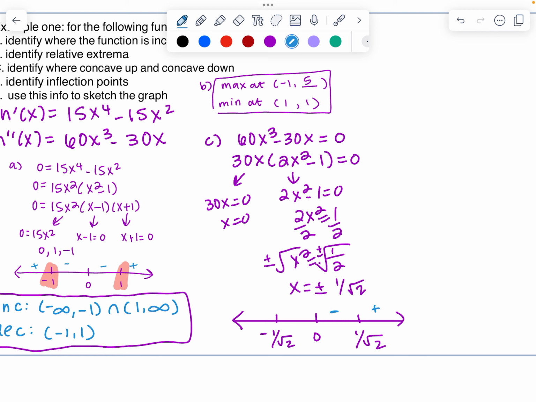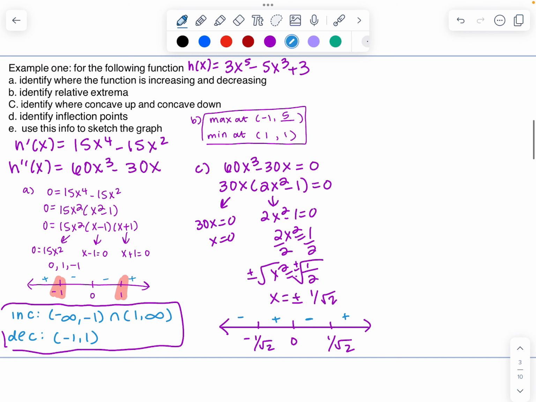This would end up being a positive, because if I plugged in, say, a negative half, this would be a negative. But this would still be negative, because this is always going to pop out a positive number. And then let's say if I plugged in -1, negative, and then this would be positive, so it'd be a negative. So those are my intervals.